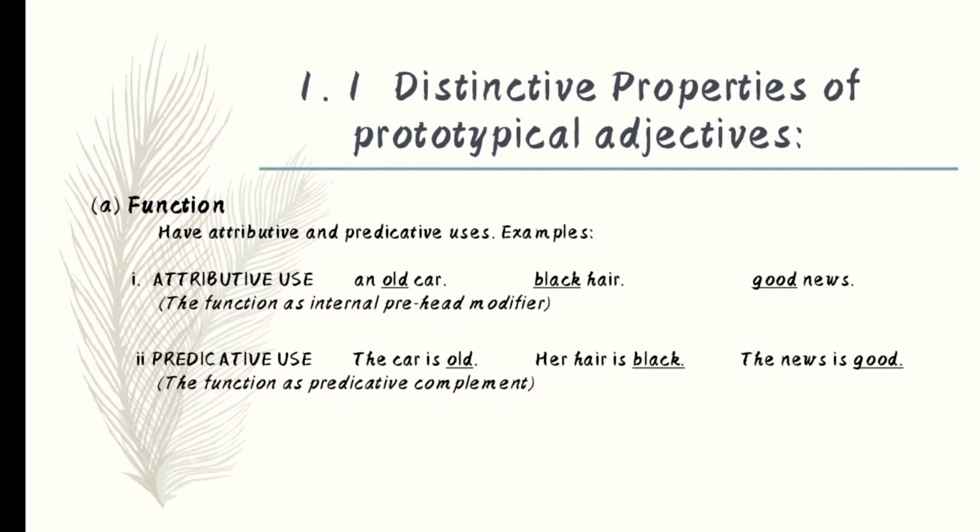They function as predicative complement in clause structure. The car is old. Old is a predicative complement in the clause structure of the car. Her hair is black. The news is good.